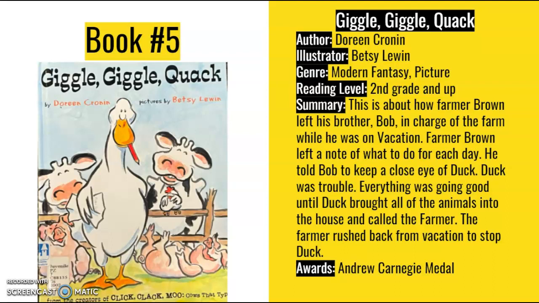And this was about how Farmer Brown left his brother Bob in charge of the farm while he was on vacation. And Farmer Brown made sure to leave a note so that Bob knew what to do for each day with the animals. Bob was told to keep a close eye on Duck because Duck could be trouble. And everything was going good for all of the days, but then Duck decided to bring all of the animals into the house and not the farm or the barn.